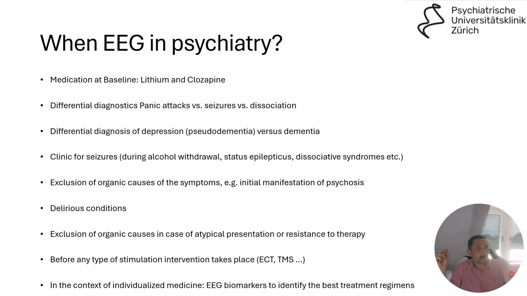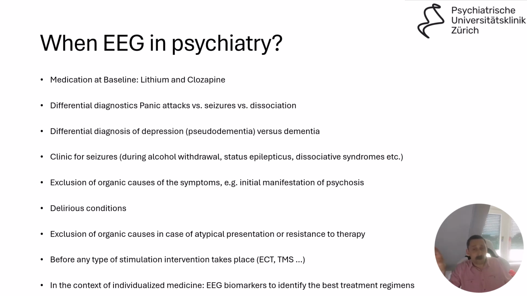And we support any use of the EEG in cases of atypical presentation. That means the age doesn't fit to the onset of the symptoms, or you have a resistance to several approaches of therapy and so on. So then do an EEG to find out, maybe get some more information.